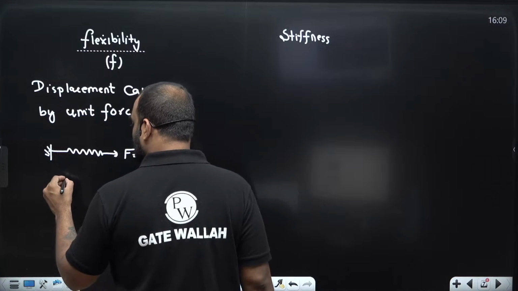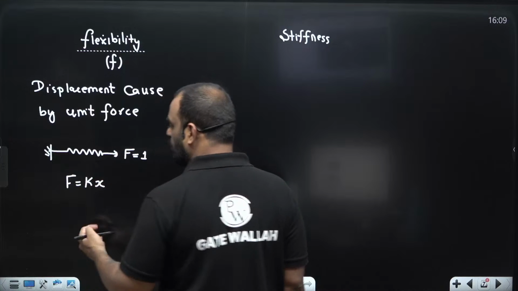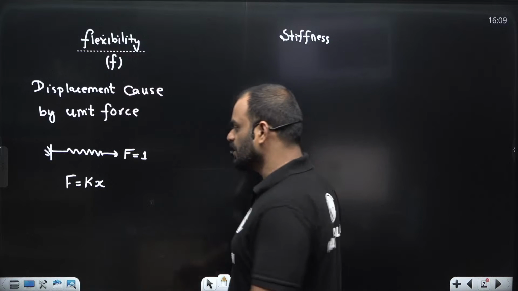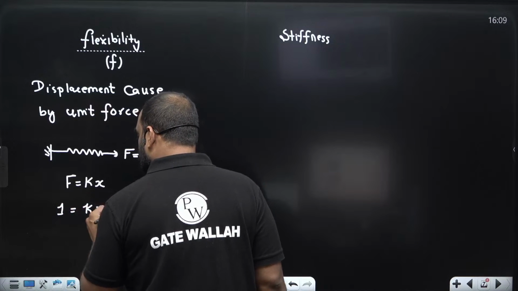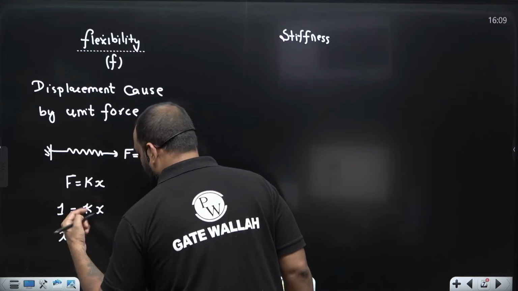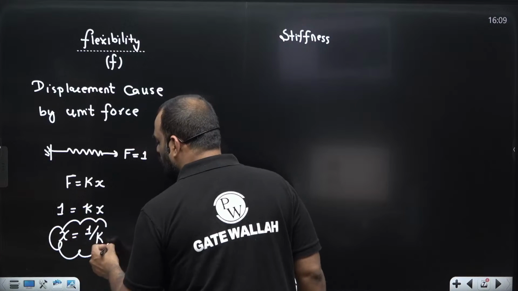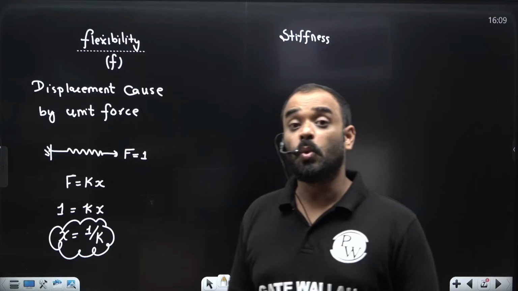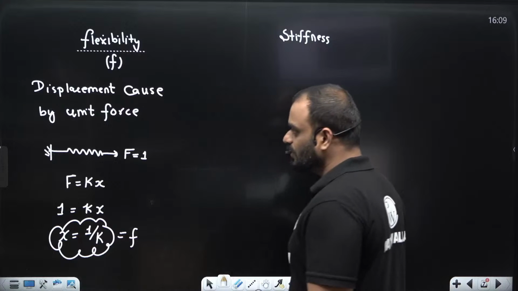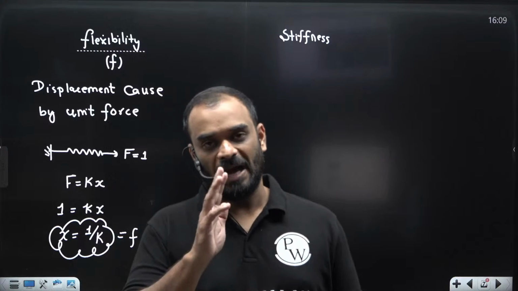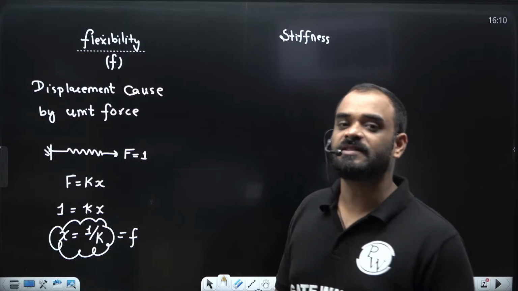So guys, do you remember this particular relation? F is equal to K into X. What is K? Spring constant. What is X? That is displacement. So right now, how much force are we trying to apply? It is 1. So can I write here Kx is equal to 1. So X is equal to what? That is basically displacement, and we need to calculate this only. So the displacement caused by unit force is equal to how much? It is equal to 1 by K, and this is basically flexibility. So if it causes more displacement by 1 unit force, it is more flexible. If it is causing less displacement, then it is less flexible.